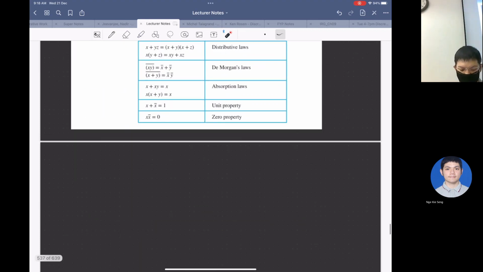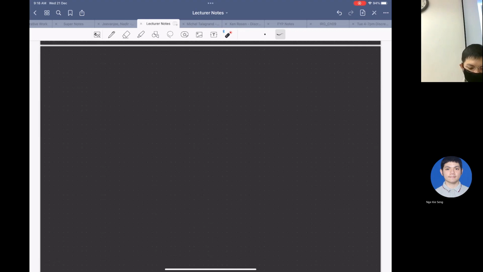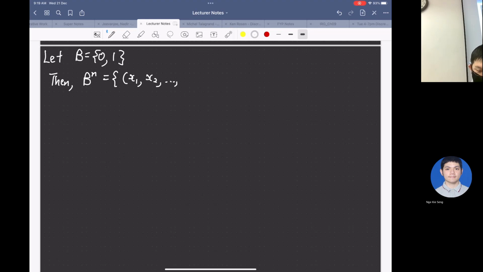Okay, next. Next, we will look at the function that takes Boolean variables. So let's look at the set {0, 1}, which we call B. Then we introduce B to the power n, the n-tuples of B. Each a_i should be an element of B, so just 0 or 1, a string of 0s and 1s. So B^n is the set of all possible n-tuples of 0 and 1.